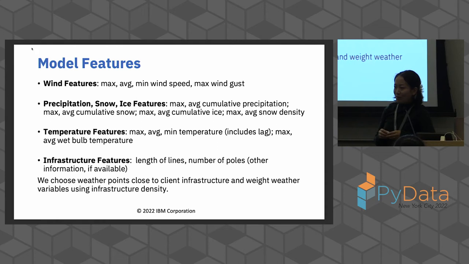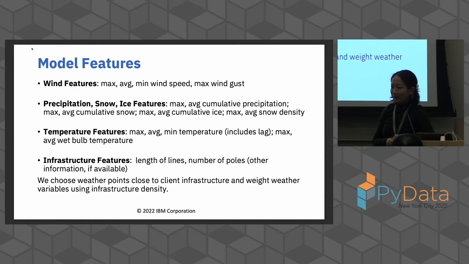And the snow ice feature, how it works is, in the winter, snow and ice could accumulate on the power line. So it will add a lot of weight. So when the wind blows, it's off. And the temperature feature, in the winter, below or above freezing temperature makes a big difference in the model.